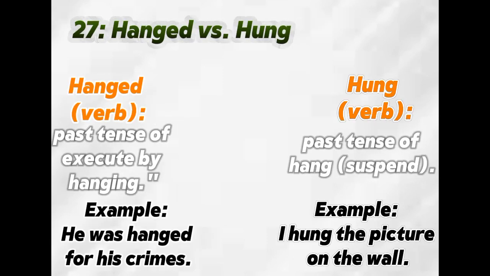Next, hanged and hung. Hanged is used as the past tense of executing by hanging, like he was hanged for his crimes. Hung is the past tense of hang meaning to suspend, like I hung the picture on the wall. So, hanged is for execution, and hung is for suspending things. Simple enough, right?